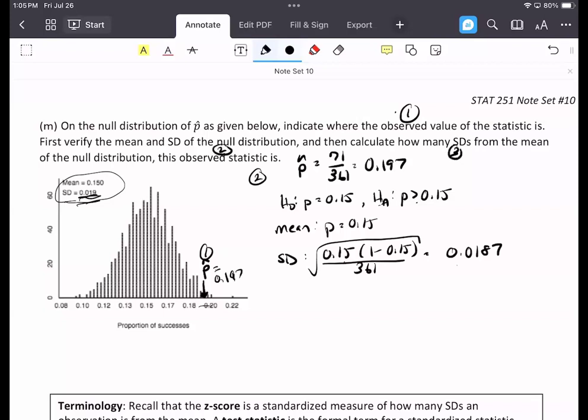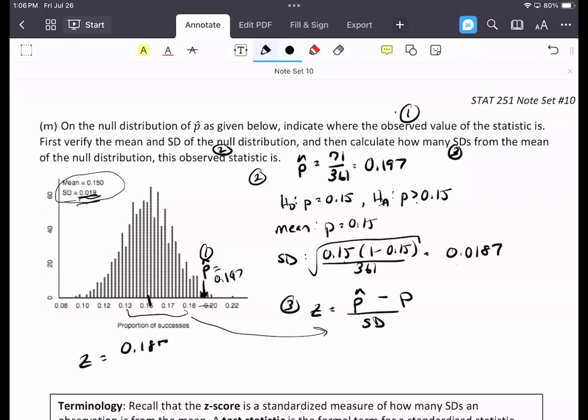And then finally, it says calculate how many standard deviations from the mean of the null distribution this observed statistic is. Now remember, that's going to be the z-score. We're going to take p hat, what we observed, minus the value we're comparing it to, the center, which in this case is 0.15, over the standard deviation of this curve in particular.